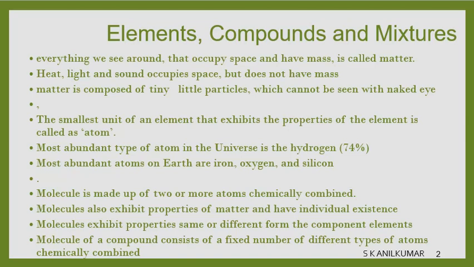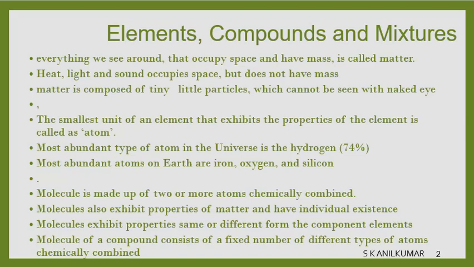On Earth itself, on the lithosphere alone, iron, oxygen, silicon, etc. are the abundant atoms. Actually, we should say abundant elements, right? But why do we say atom? Because the atom is the smallest unit, the indivisible unit. The smallest possible particle of an element is an atom.